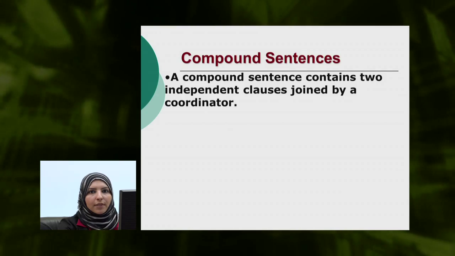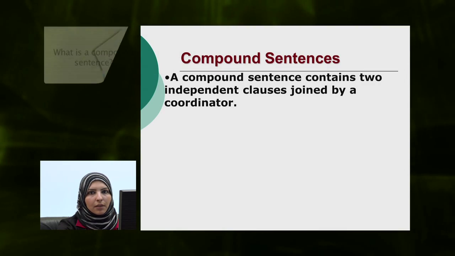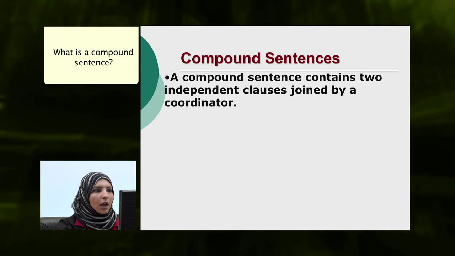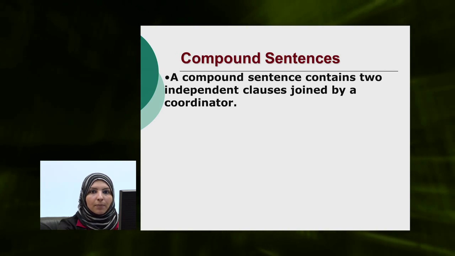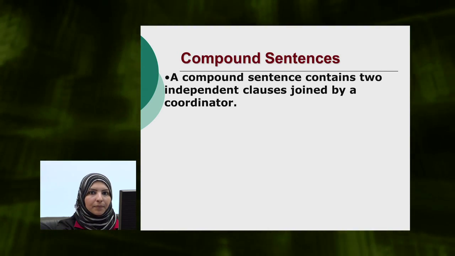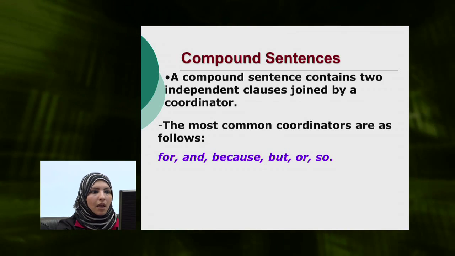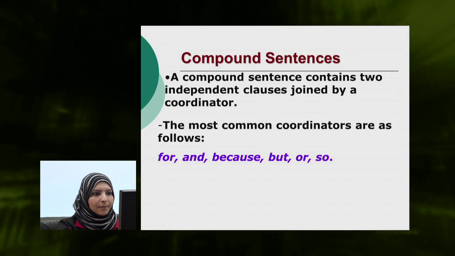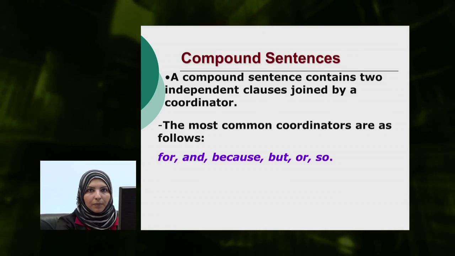Now, let's move to the second type of sentences, which is compound sentences. But what's the meaning of a compound sentence? A compound sentence contains two independent clauses joined by a coordinator. The most common coordinators that you can use are as follows: for, and, because, but, or, and so.